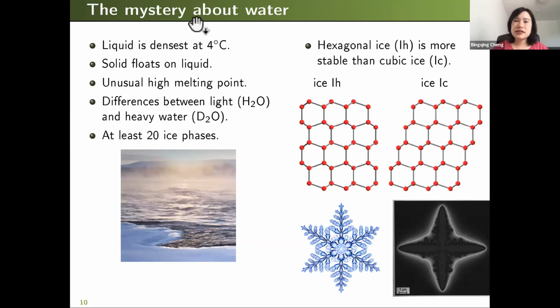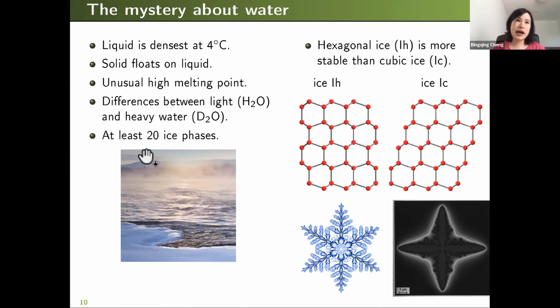The first system is water. It's of course a very common, ubiquitous system, but it still has many unresolved mysteries. For example, we know the liquid is densest at 4 degrees Celsius. And ice floats on water, which is a little bit unusual because a solid is usually denser than the liquid. And then there are also subtle differences between light water, H2O, and heavy water, deuterium water.